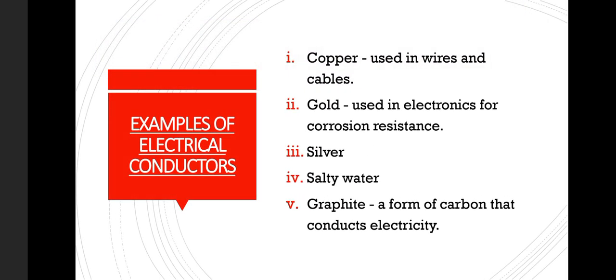I want us to discuss the examples of electrical conductors that we have. A good example is a material that we are calling copper. Because copper is a good conductor of electricity, it is normally used in making wires and cables. Another example that is a good conductor of electricity is a metal that we are calling gold. And because of that reason, gold is normally used in electronics to prevent corrosion. Material number 3 that is a good conductor of electricity is silver. Another good conductor of electricity is salty water. And finally, number 5, we have graphite that is normally used to make pencils.